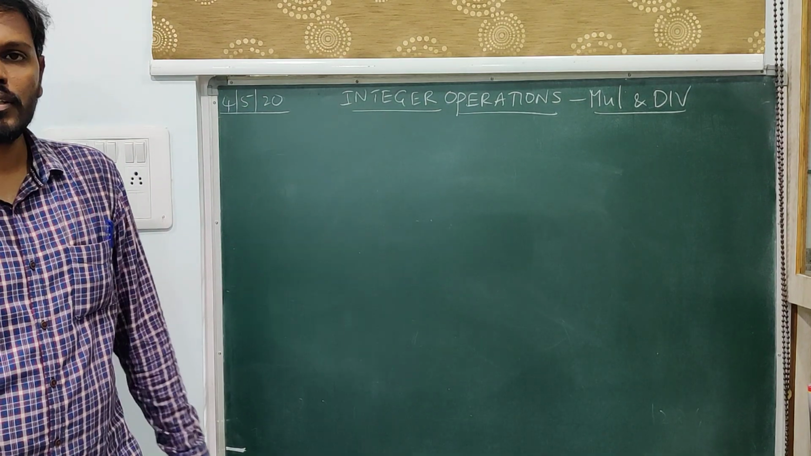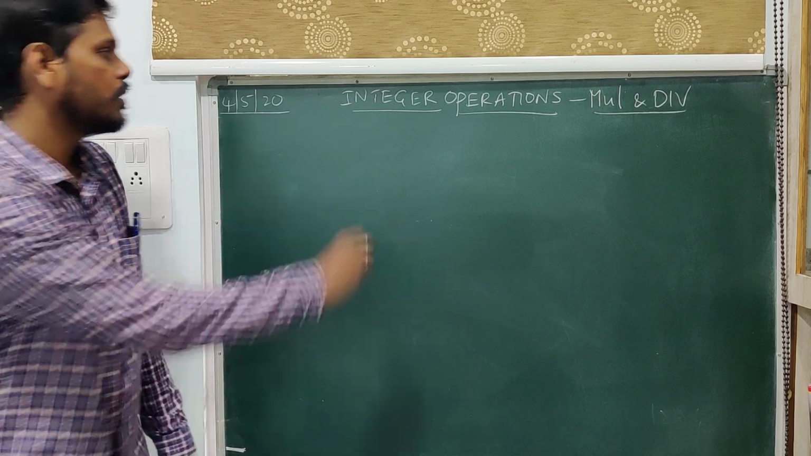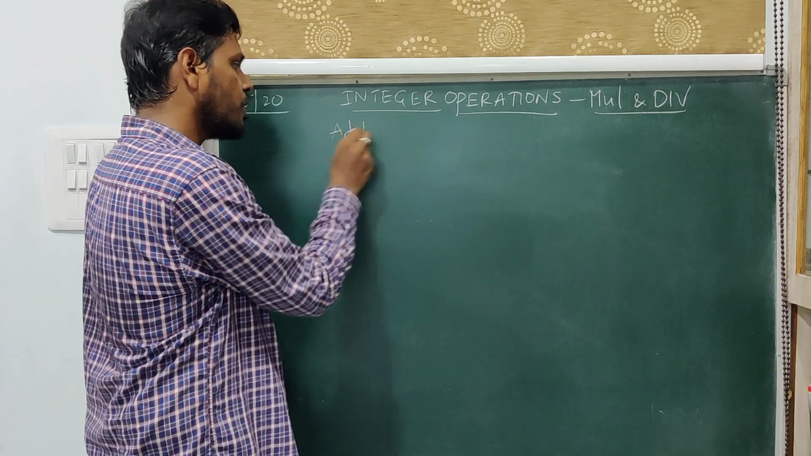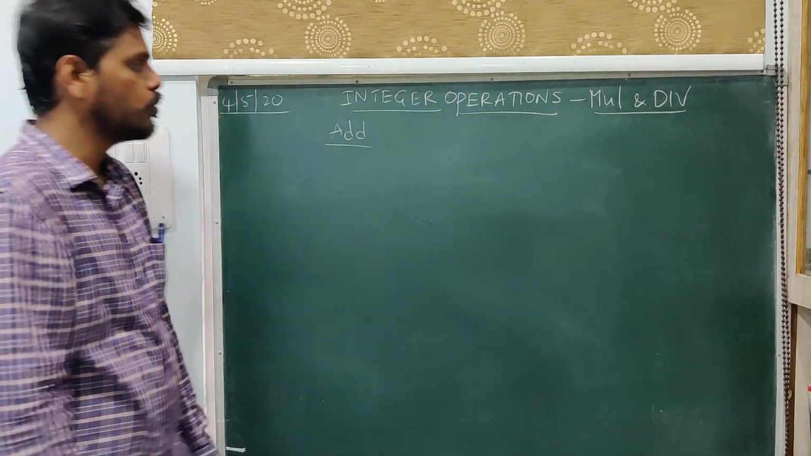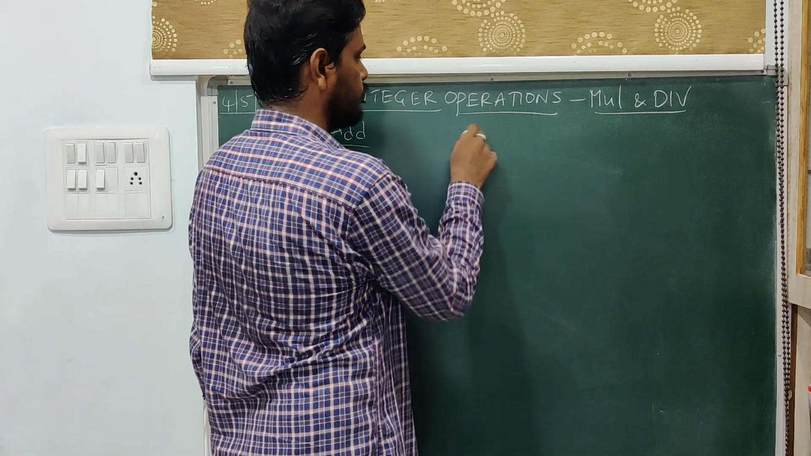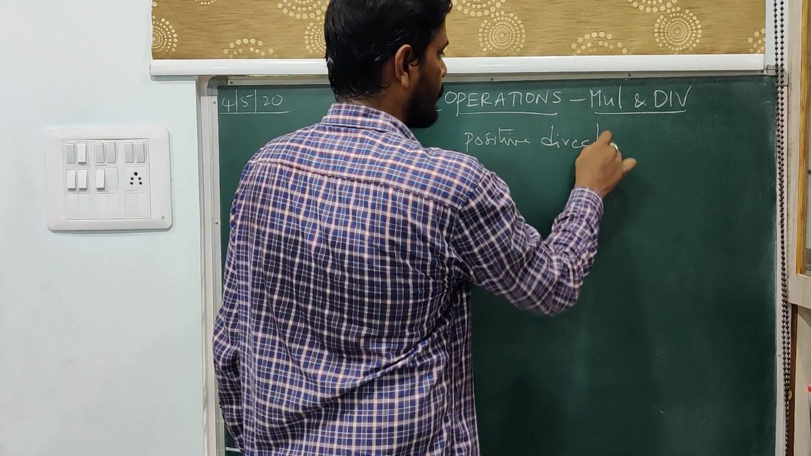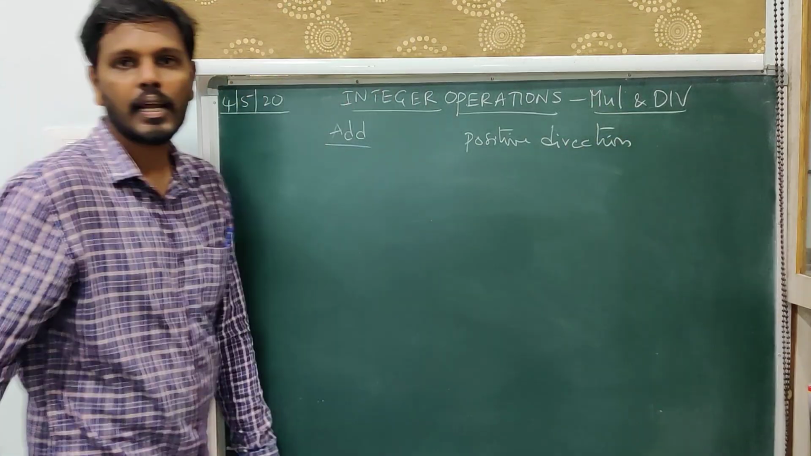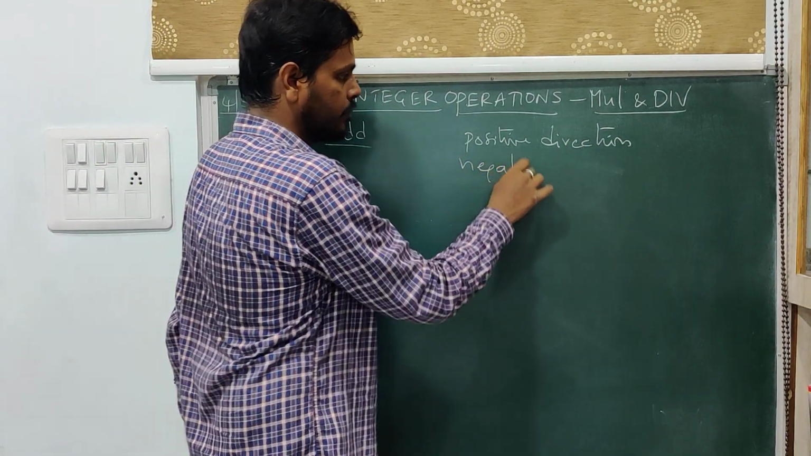With regards to addition, we have done addition on a number line, as well as subtraction. Whenever you are adding a positive integer, you will move in the positive direction. Whenever you are adding a negative integer, you will move in the negative direction. That is what we have done.